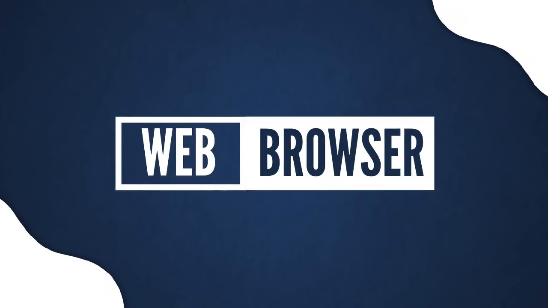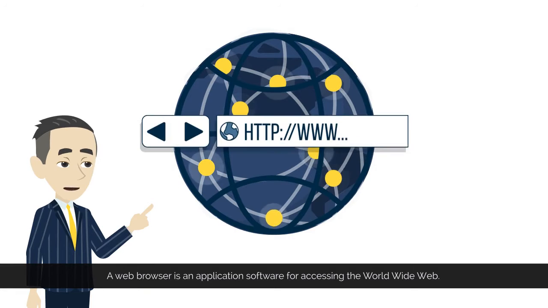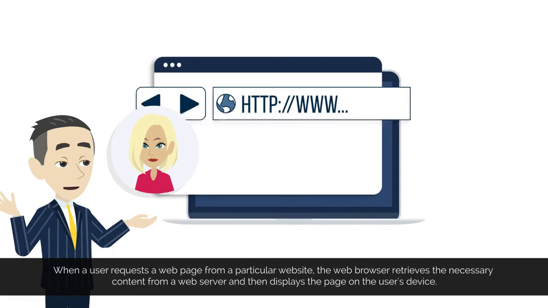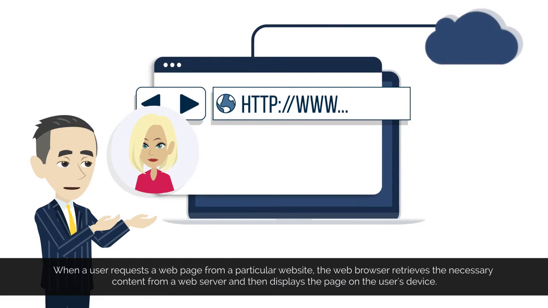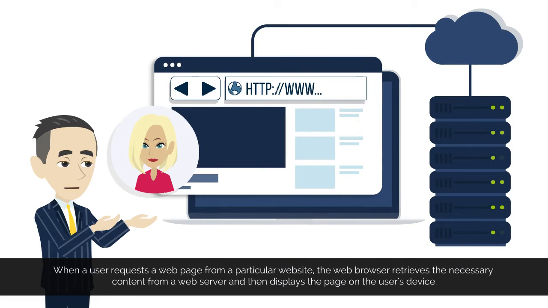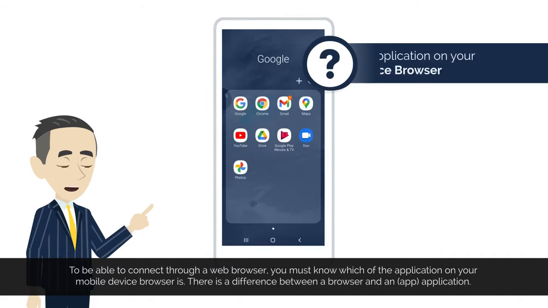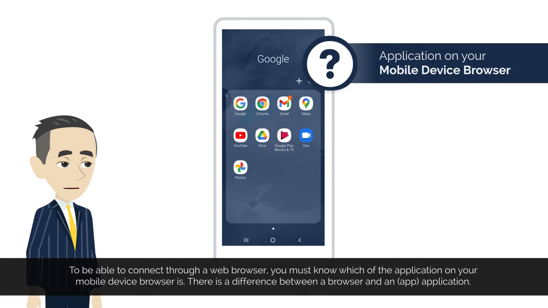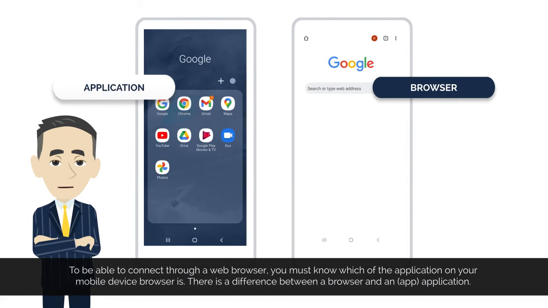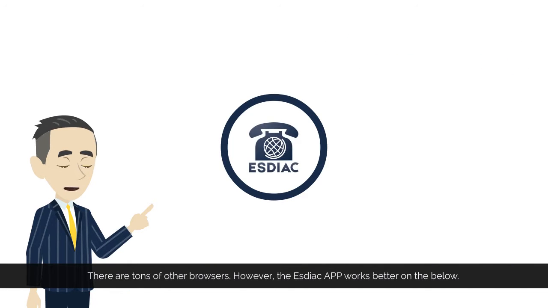The web browser. A web browser is an application software for accessing the World Wide Web. When a user requests a web page from a particular website, the web browser retrieves the necessary content from a web server and then displays the page on the user's device. To be able to connect through a web browser, you must know which application on your mobile device is the browser. There is a difference between a browser and an application. There are tons of other browsers. However, the Esdiac app worked better on the above.